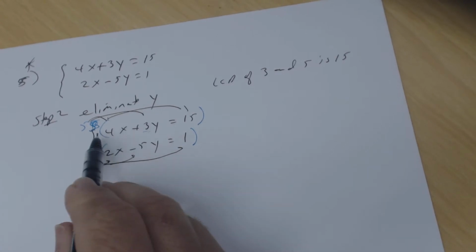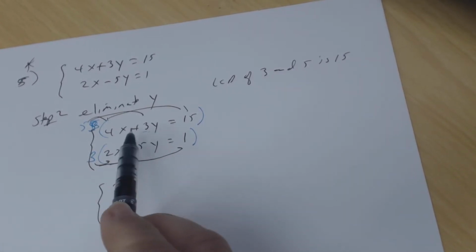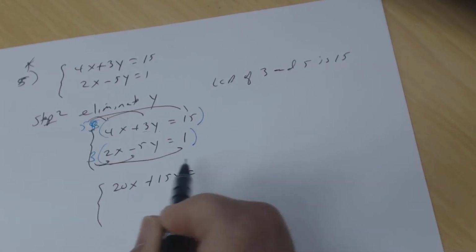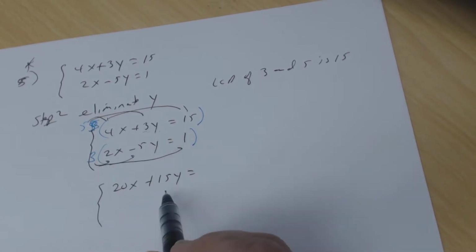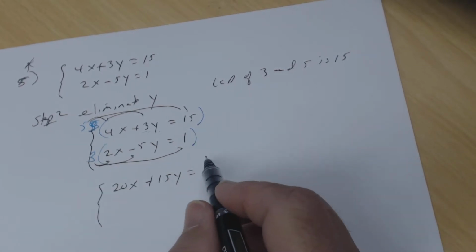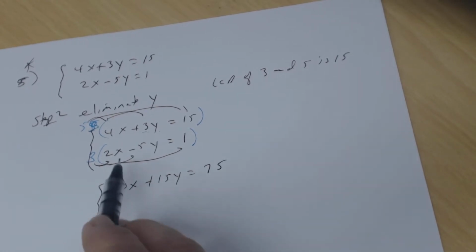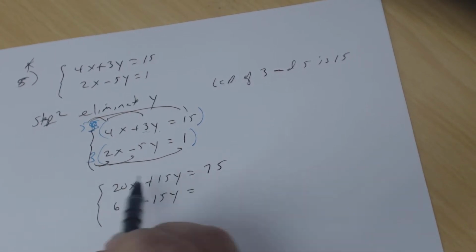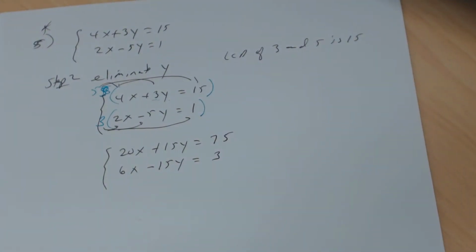5 times 4x is 20x. Now you got to be careful on the way. You could easily mess up. 5 times 3y is 15y, equal 5 times 15. And then 5 times 15 is 75. Okay, 3 times 2x is 6x. 3 times a -5y is a -15y. Equal, and then 3 times 1 is 3. Okay, so that's where we're at.